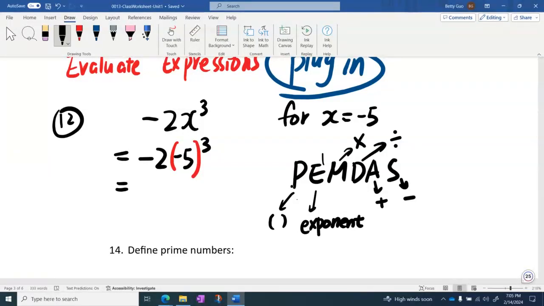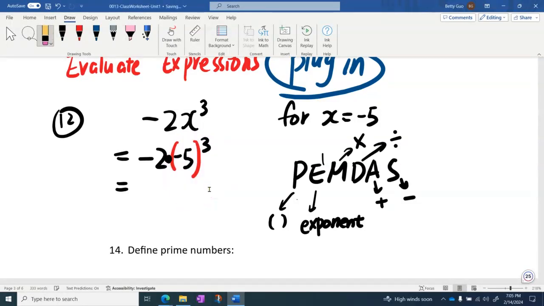So that means exponentiation has priority compared with multiplication. In this expression, we have a multiplication: -2 times an exponential expression. And this part is an exponentiation, right?